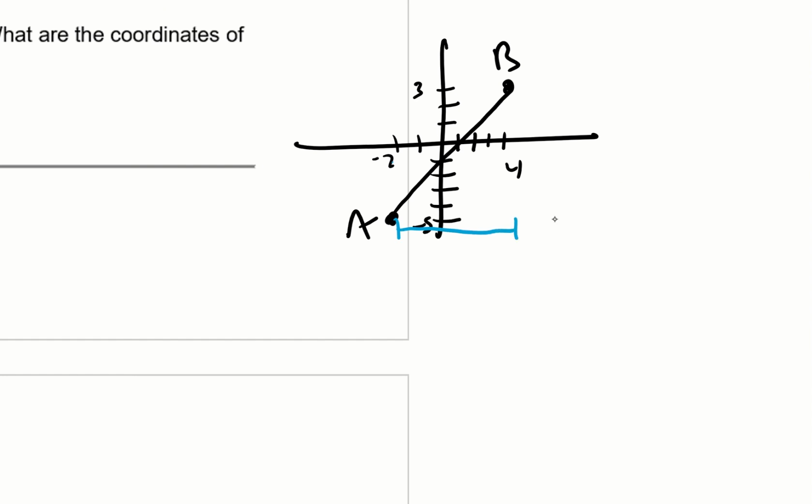Well, that's the distance between -2 and 4. The distance between -2 and 4 is 6. The distance here in the Y direction from -5 to 3 is 8. And you can just subtract those coordinates and you'll see you'll get 8. All right. So now we're going to cut each of these by the fraction.